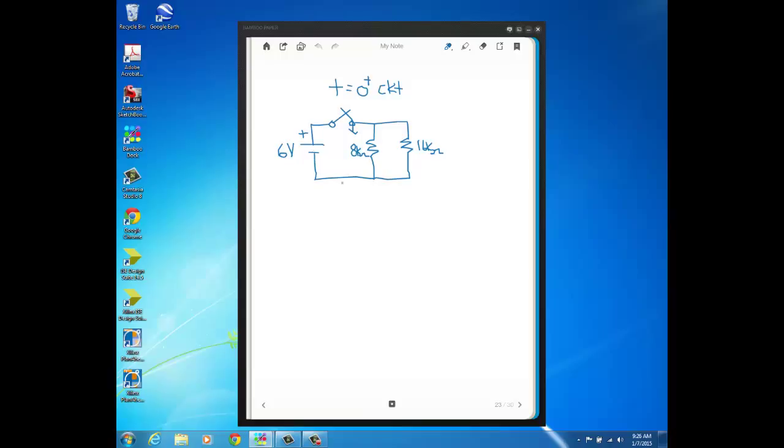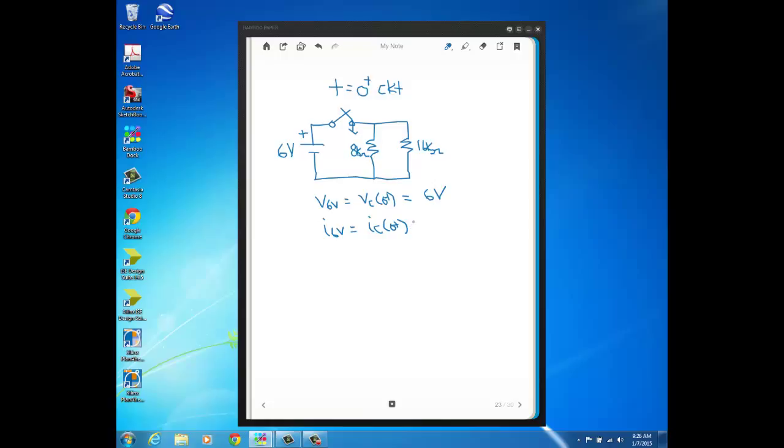So we represent the initially charged capacitor in this case with 6 volts because that's its initial voltage. Now if I find the voltage for that 6 volt source, that is the voltage across the capacitor at t equals 0 plus, and if I find the current for that 6 volt source, that's the current for the capacitor at t equals 0 plus. Well, this one's easy, right?